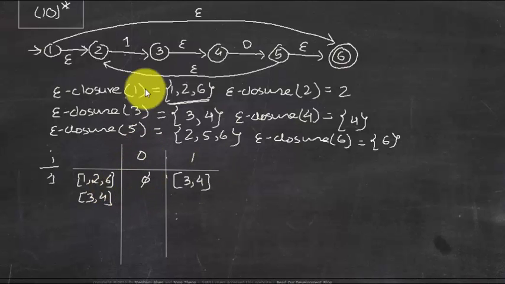On input 0, 3 goes to, it just has an epsilon transition. We can't take that. If it was just 0 and then an epsilon transition, we could take both the states. But since it's just an epsilon transition, we can't take that. From state 4, it goes to 5, right? And then it goes to 6 too because of the epsilon transition.